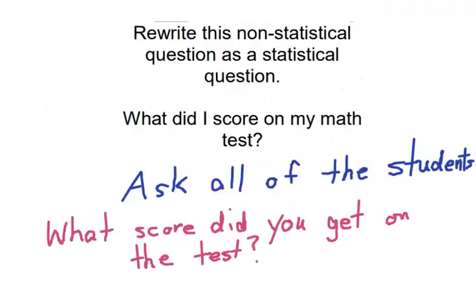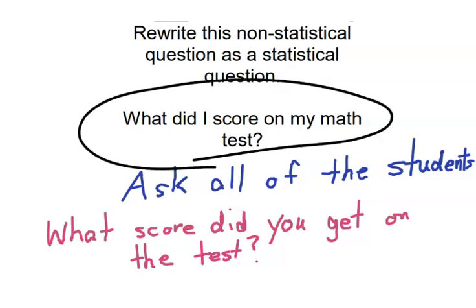All right, so let's rewrite this non-statistical question as a statistical question. What did I score on my math test? Okay, so you took a math test. You got a score on it, and that's just going to be one possible answer. So that would not be statistical because there's no variance. There's no up or down. It's just one possible answer.